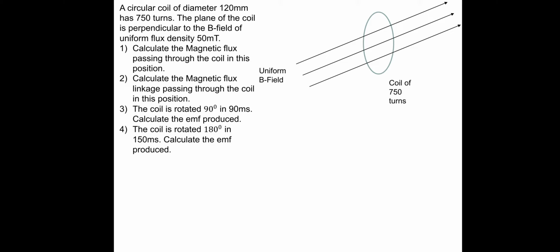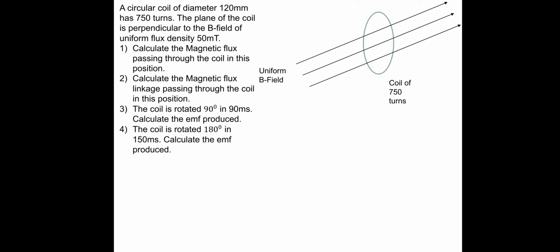So let's pause and have a go at this, and then I'll take you through the answer. So a circular coil of diameter 120 millimeters has 750 turns. The plane of the coil is perpendicular to the B field, which is a magnetic field of uniform flux density 50 millitesla. So question 1, calculate the magnetic flux passing through the coil in this position.